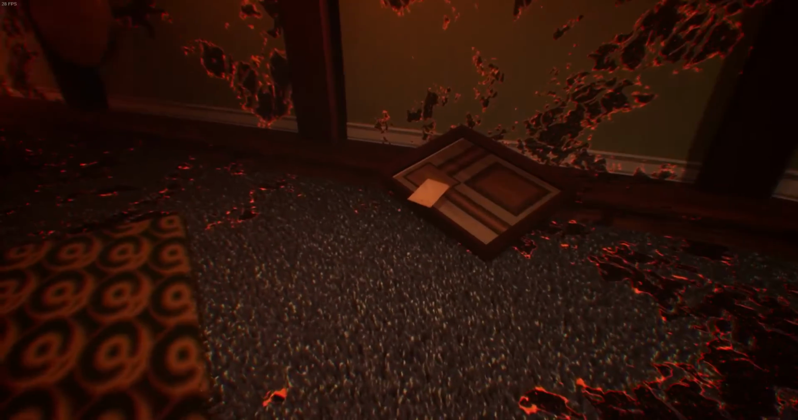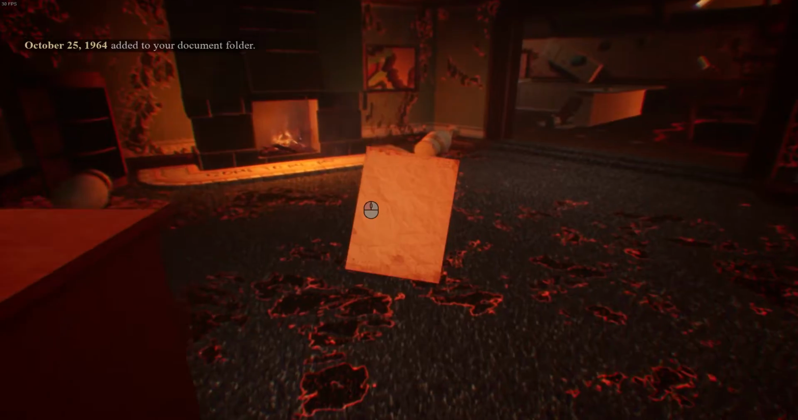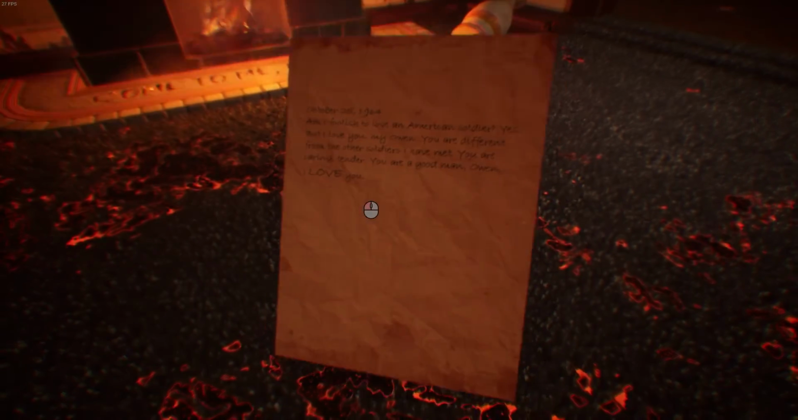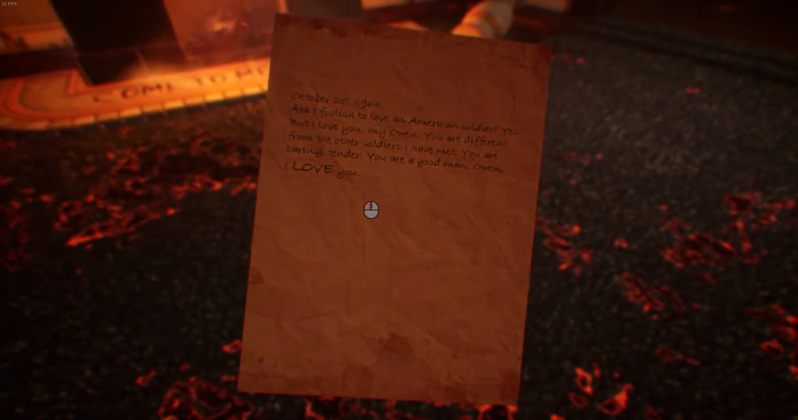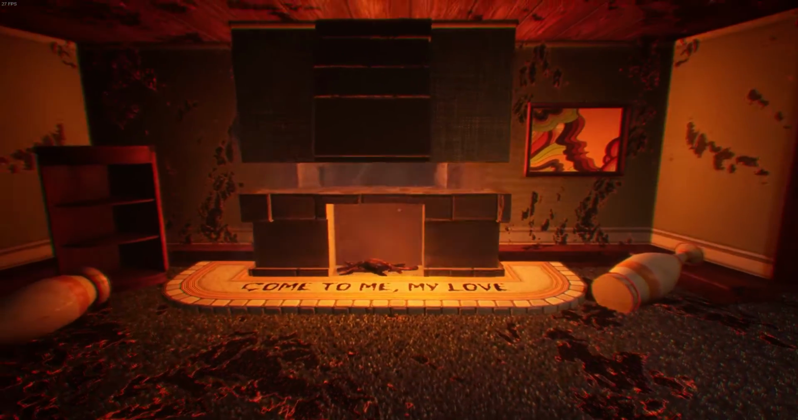Entering any paper in the wrong order resets the puzzle and ups the intensity of the room's smoke shader. If the player fails 8 times, they die. There are 5 papers in the room, each with a single word making up the sentence, "Come to me, my love." Once all 5 are in, the fireplace opens, allowing the player to continue.